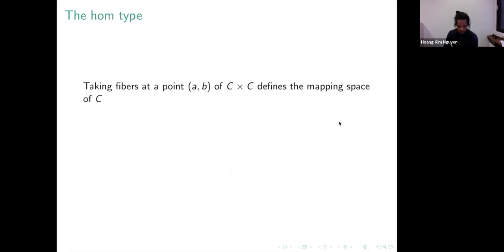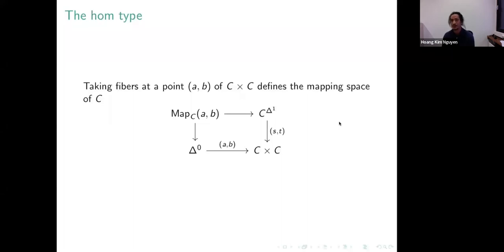To be more precise, taking fibers at a point of the product defines the mapping space. That's the quickest way in infinity categories to define a mapping space. And then of course you have to do a lot of work to really say something about functoriality. But it's kind of expressed in the fact that it's a two-sided fibration.